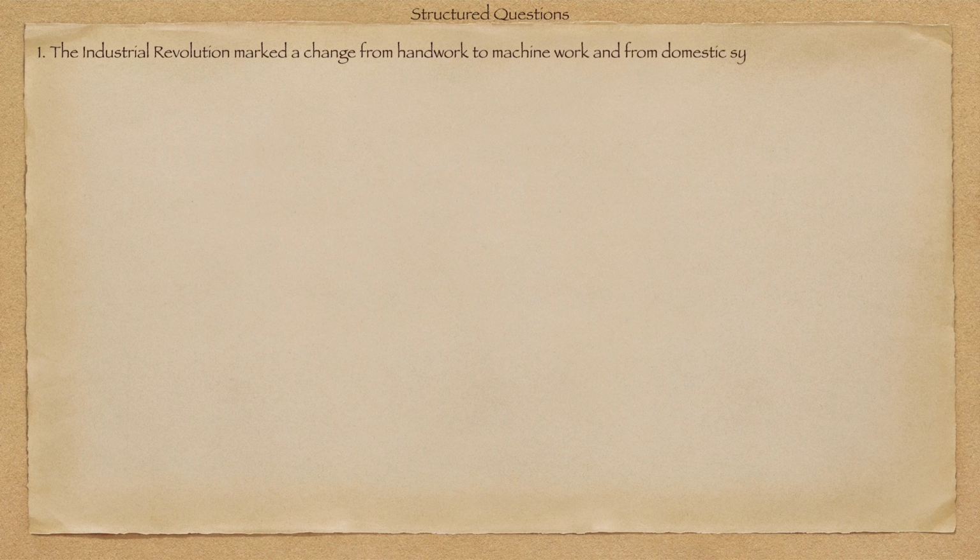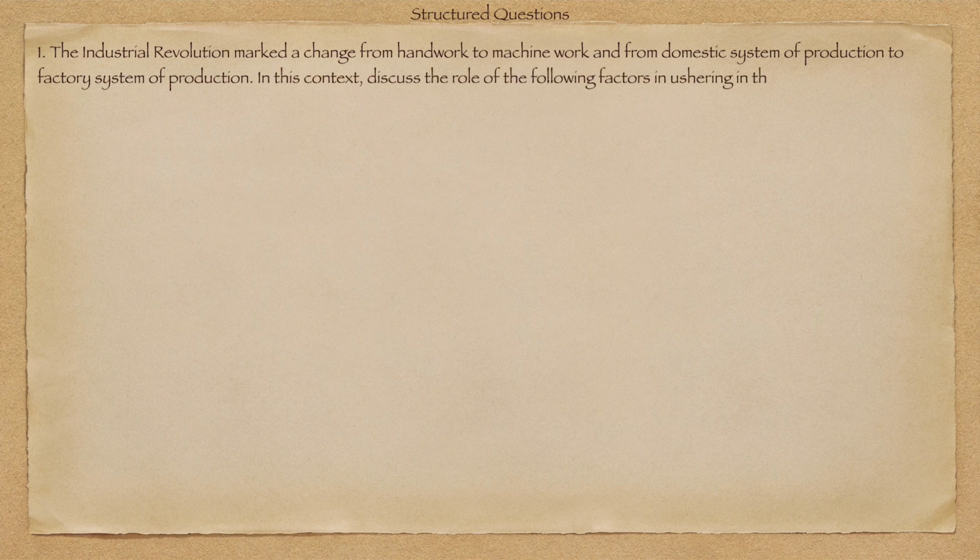Structured questions. 1. The Industrial Revolution marked a change from handwork to machine work and from domestic system of production to factory system of production. In this context, discuss the role of the following factors in ushering in the Industrial Revolution. Answer. A. Invention of machines.